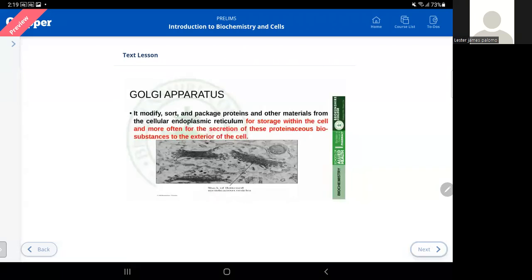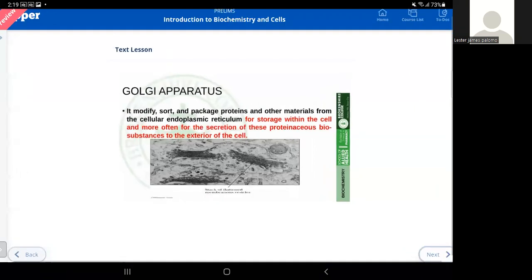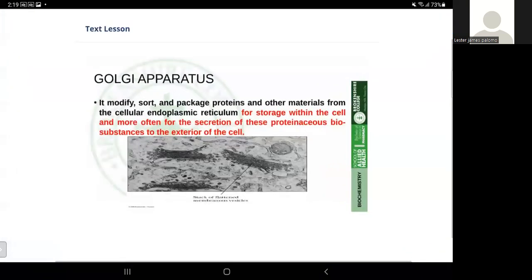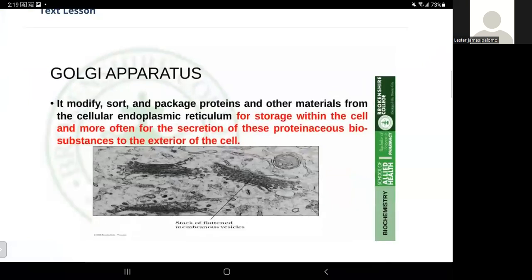Then we have your Golgi apparatus, or shall we say your Golgi bodies, no? It modifies, sorts, and unpackages proteins. It packages proteins and other materials from the cellular endoplasmic reticulum for storage within the cell, and more often for the secretion of these proteinaceous biosubstances to the exterior of the cell. So mainly it packs protein.